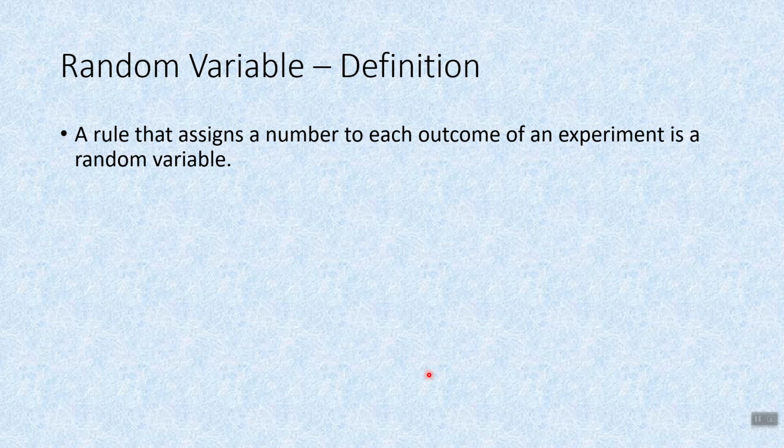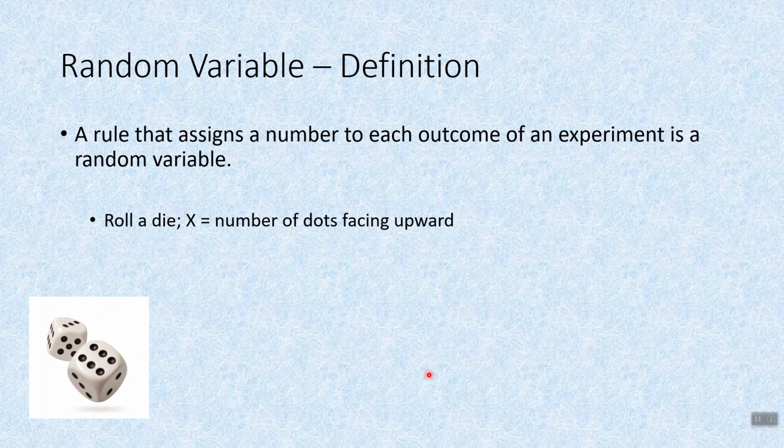All right, let's talk about random variables. What is it? Let's start with the definition. A rule that assigns a number to each outcome of an experiment is called a random variable. So, a rule that assigns a number to outcomes.